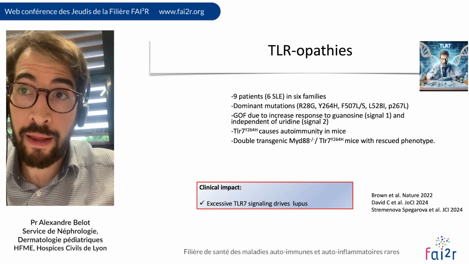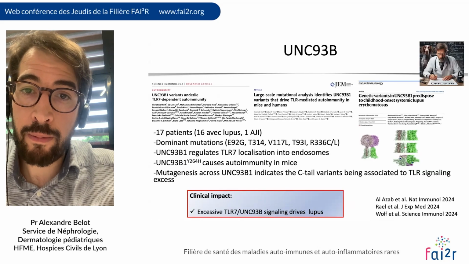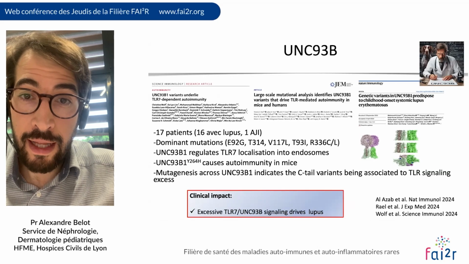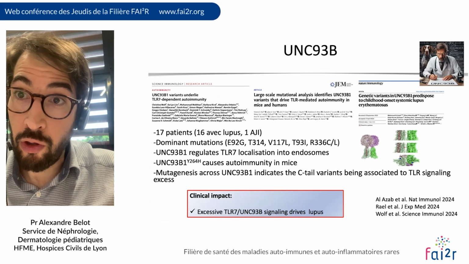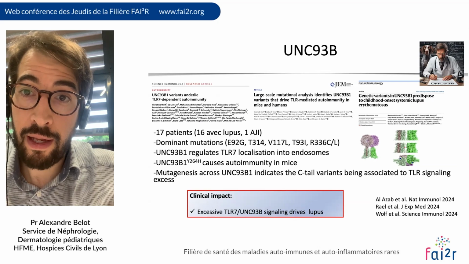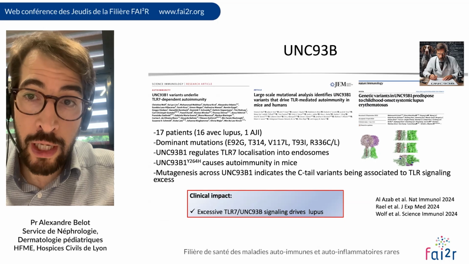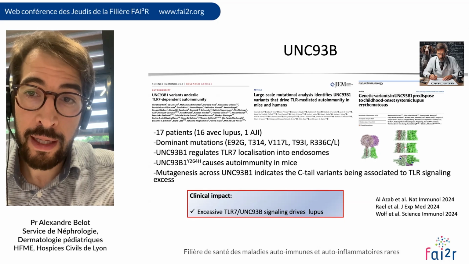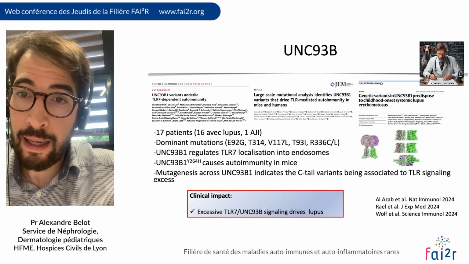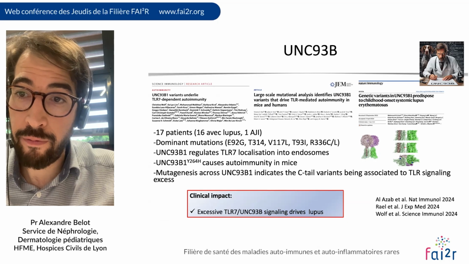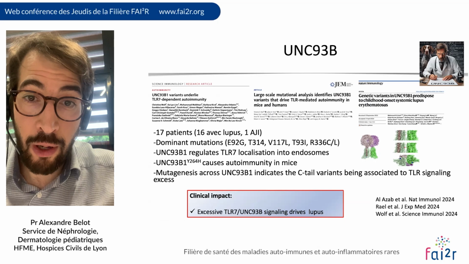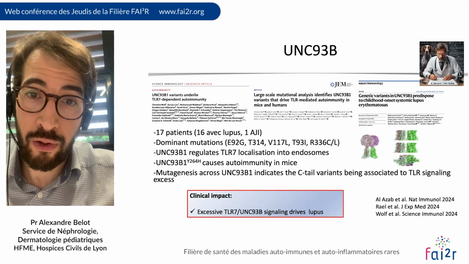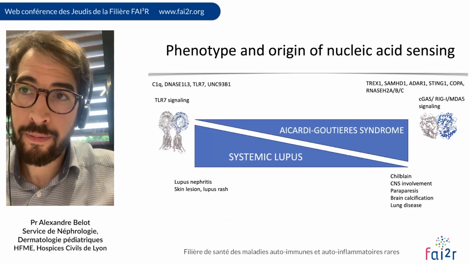And in the same pathway, UNC93B is another gene that is really mandatory for the TLR7 signaling. And a number of teams have also identified monogenic lupus within this gene that can explain the lupus phenotype with a lot of functional tests. So it seems that TLR7 and its related molecules are really critical for the lupus phenotype.